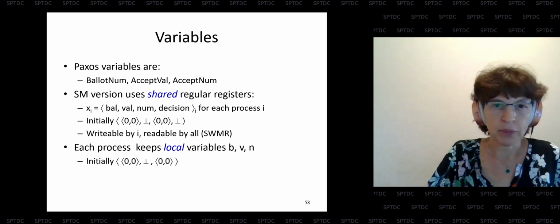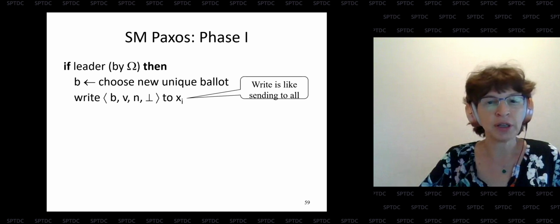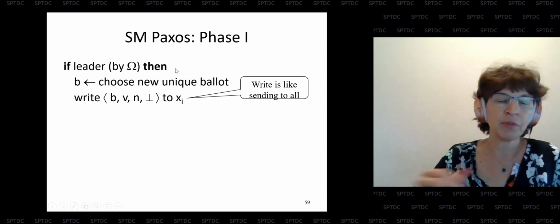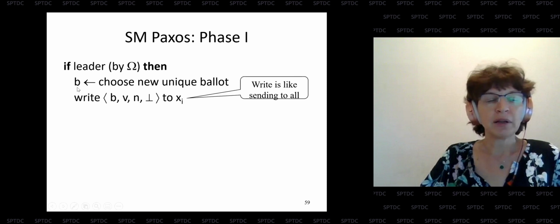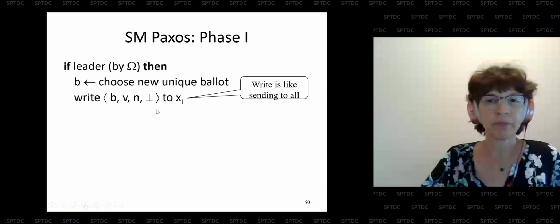How does the protocol work? Well, every process asks itself the question, am I the leader? It goes to its oracle, this omega oracle, and asks, am I the leader? If it is the leader, it tries to lead to a decision by starting a new ballot. It chooses a ballot that is bigger than all previous ones and that is unique. The uniqueness is ensured by the second field, by breaking ties by process ID. And then it goes and writes it to its own register.